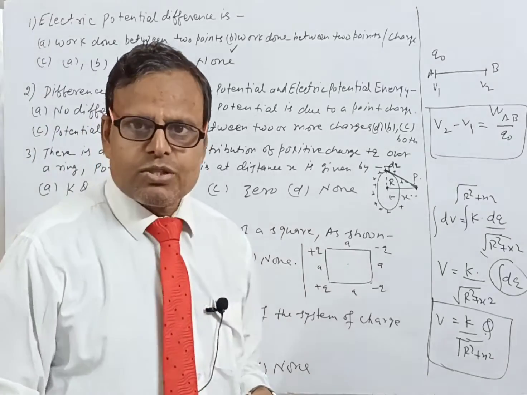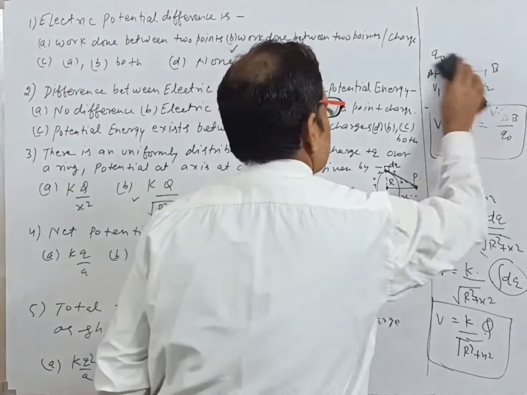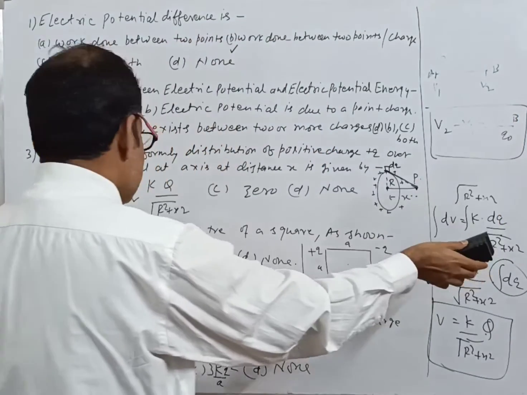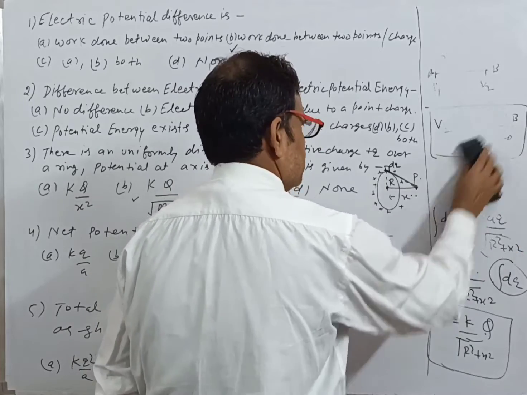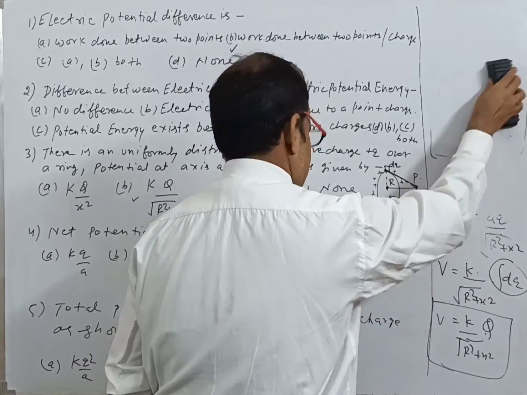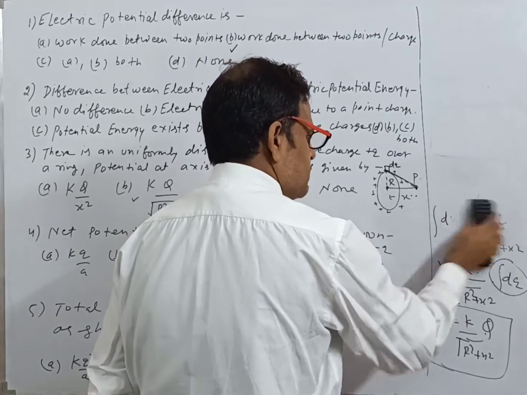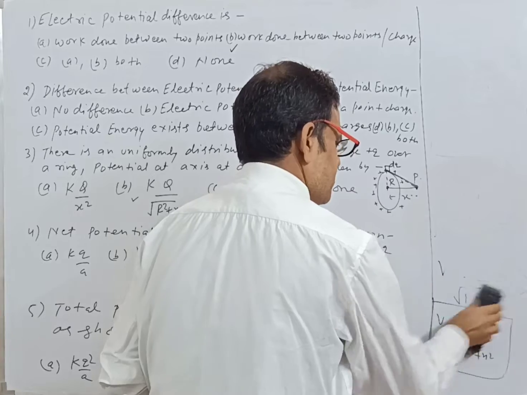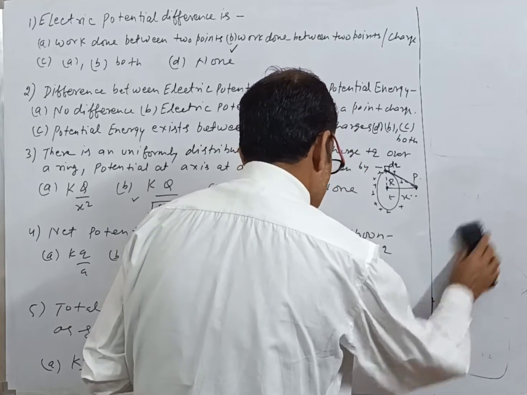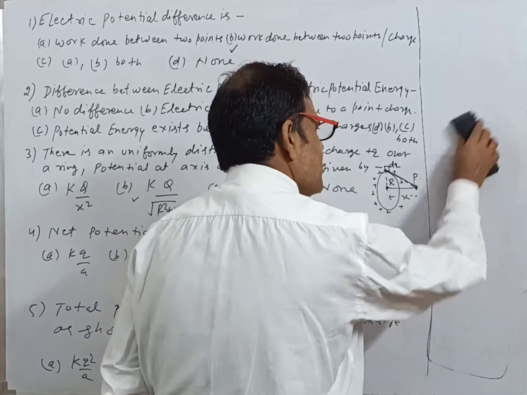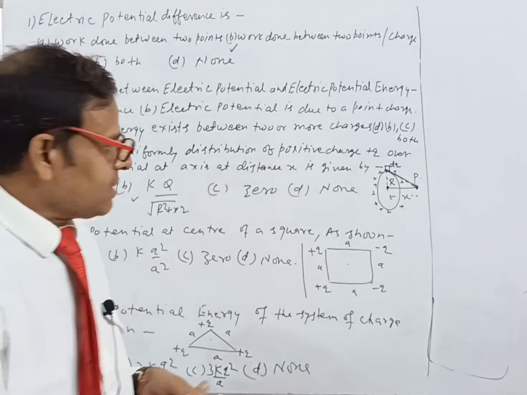Now come to question number 4. What does question number 4 say? It asks, what is the net potential at the center of a square, as shown in the figure? There are 4 charges situated at the vertices of a square, and they are plus Q, minus Q, plus Q, minus Q. The side of the square is a. Then what would be the potential at the center?